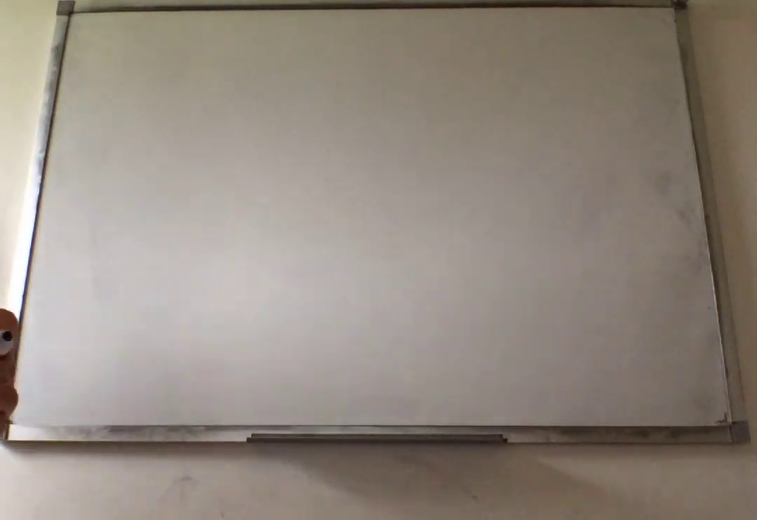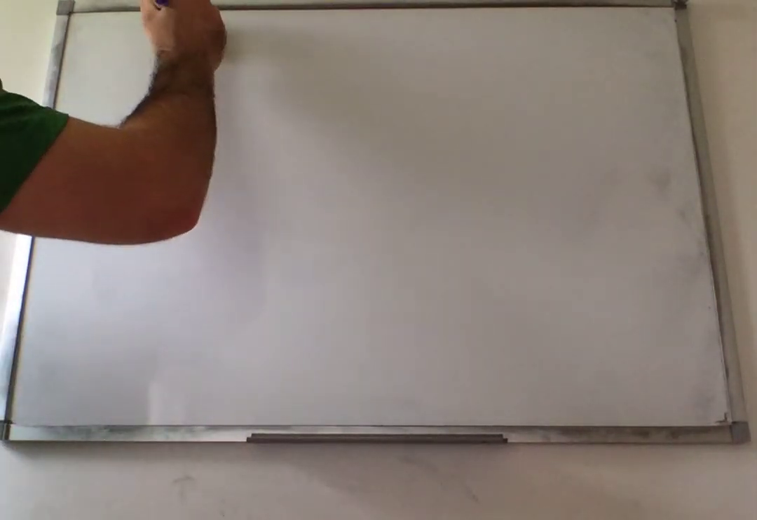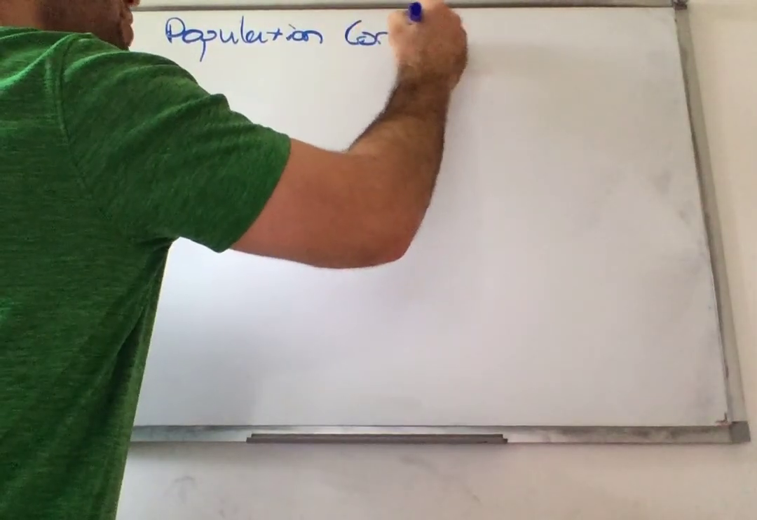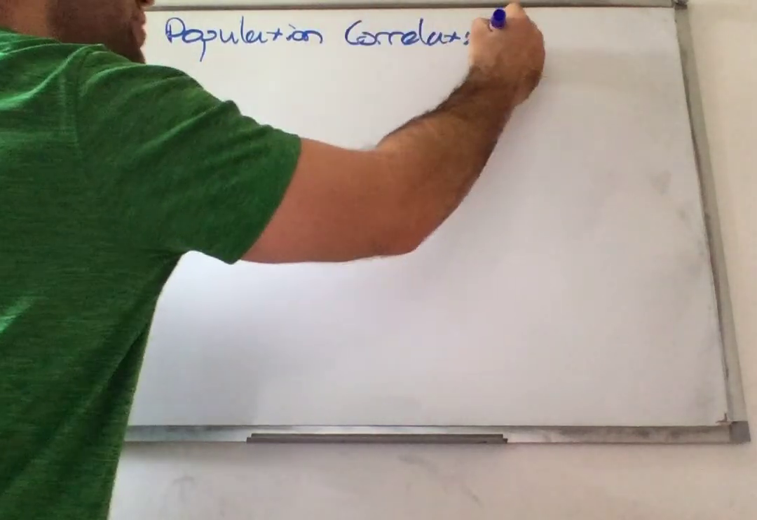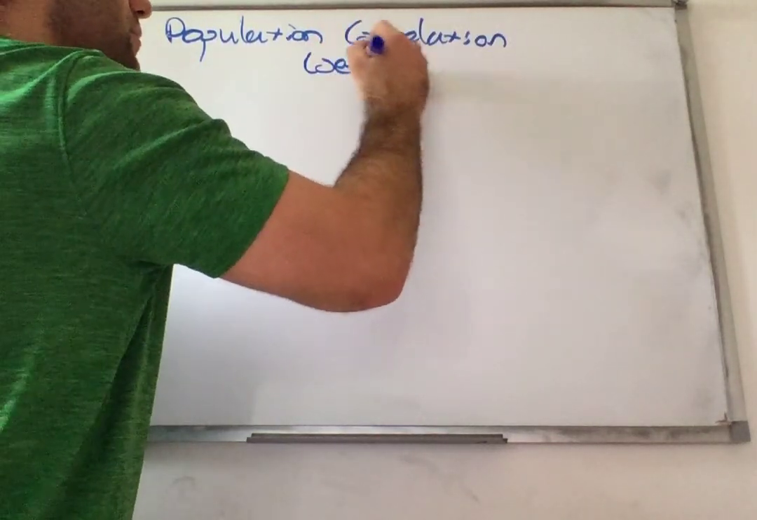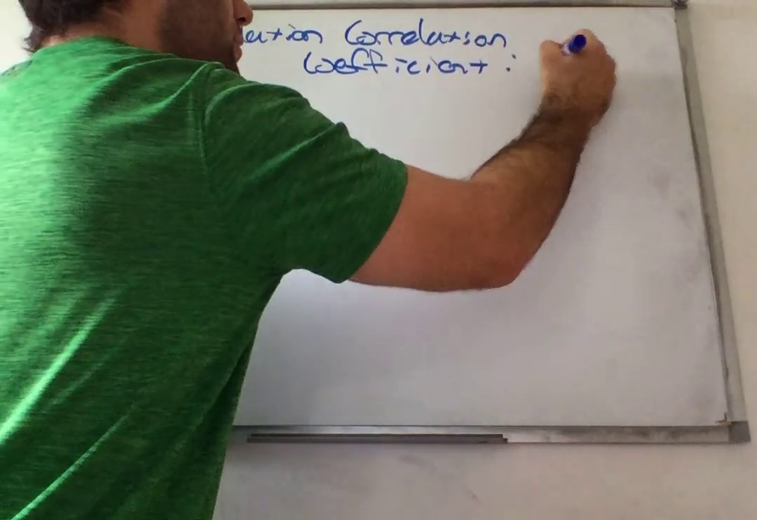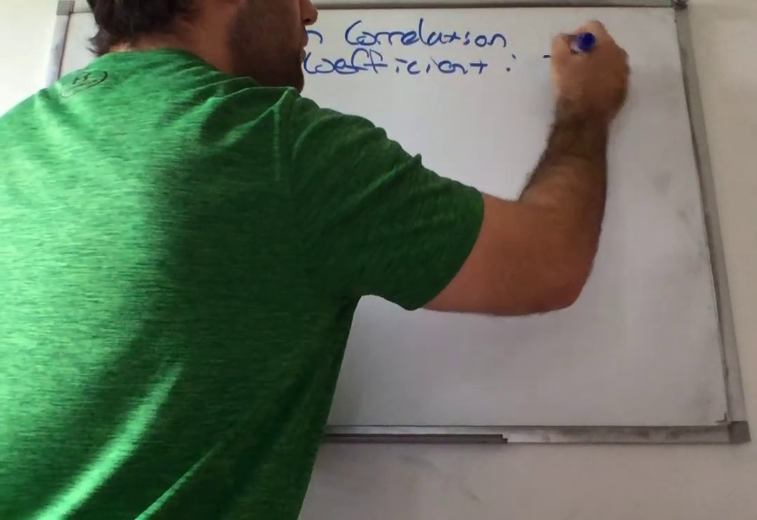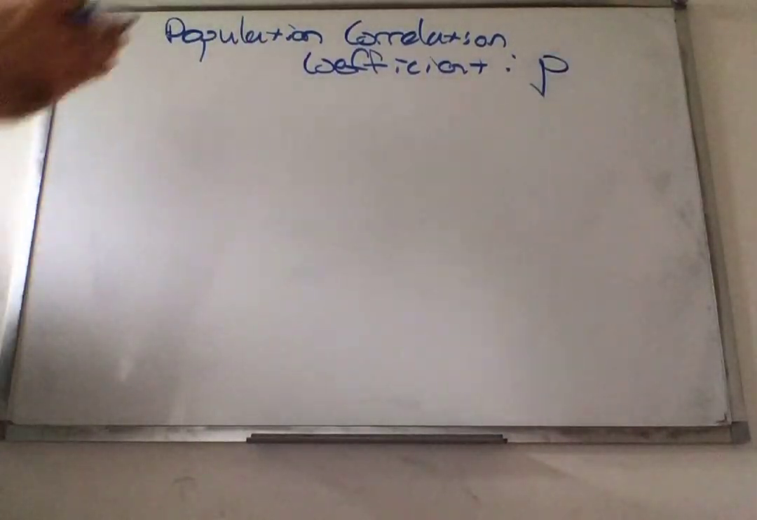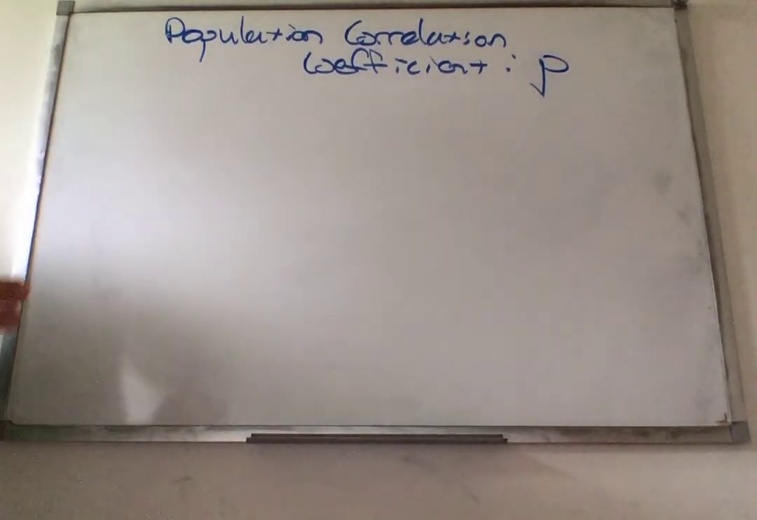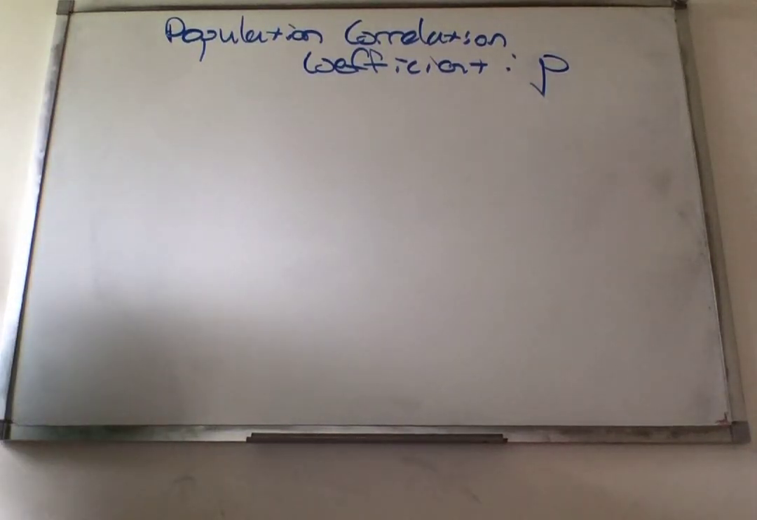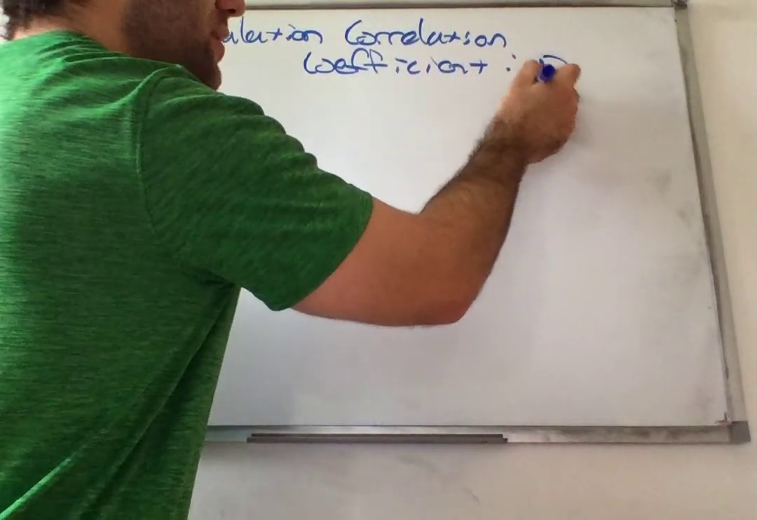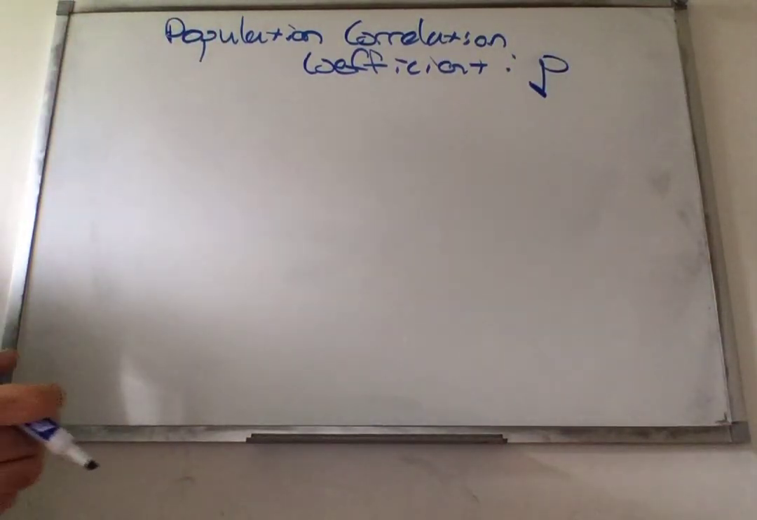First, let me introduce you to some notation. So this is the population correlation coefficient, the Greek letter rho, little rho. That's how I write mine. If you see my notes, that's how Word writes theirs. I put a little tail on mine so it doesn't look like a P, like a backwards Q. So that's how I write it.